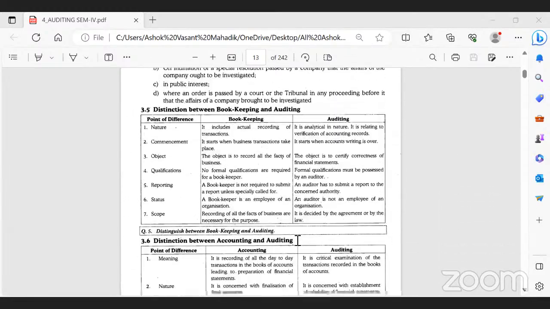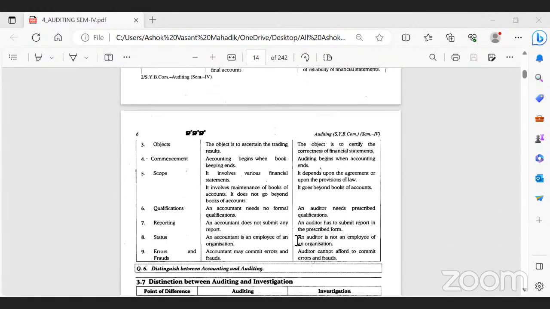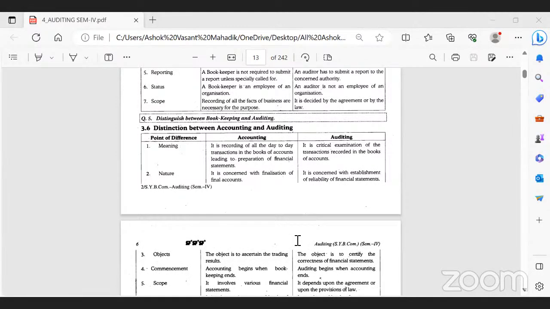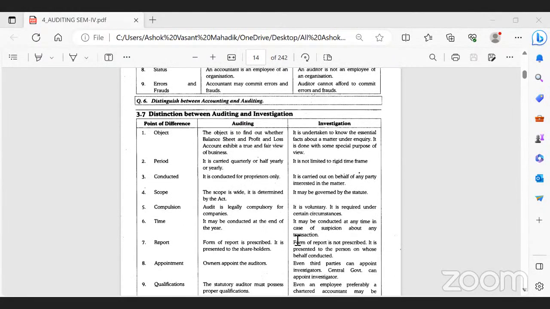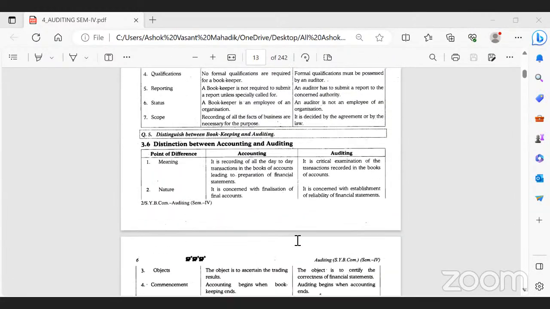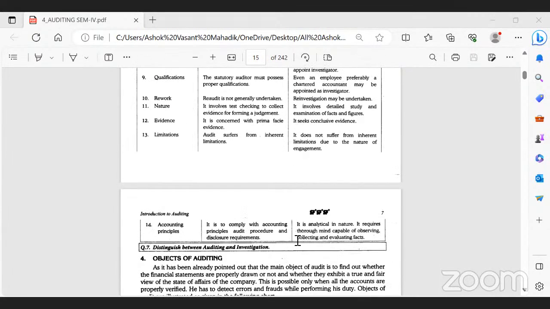Students, distinguish between bookkeeping and auditing is important, but I'll tell you, you do distinguish between accounting and auditing and auditing and investigation. These two are important. Distinguish between accounting and auditing and distinguish between auditing and investigation.